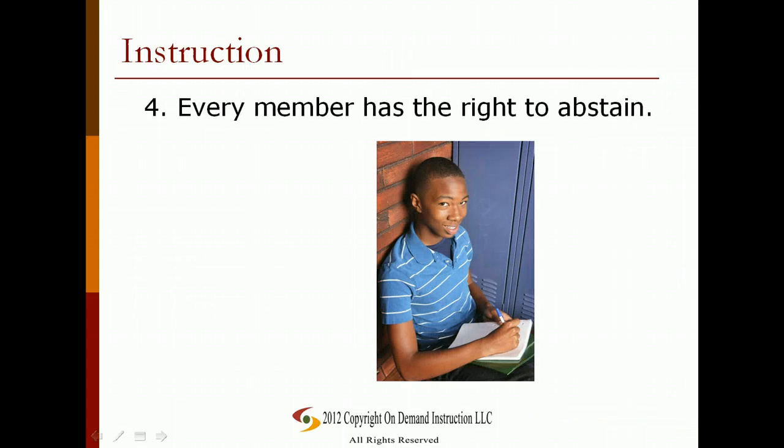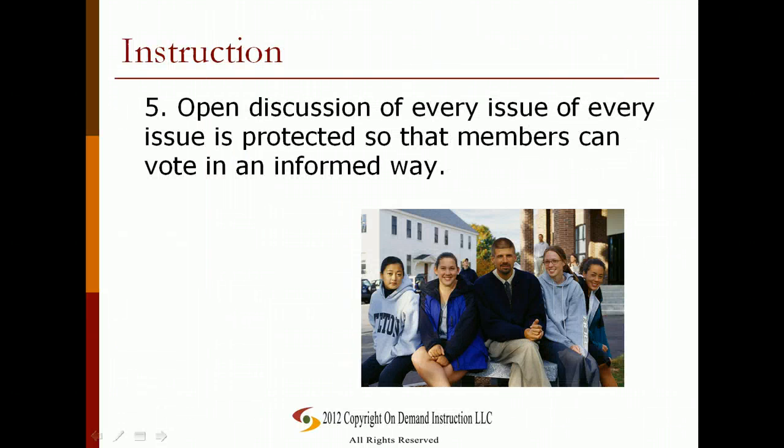Every member has the right to abstain. They can choose to speak or to remain silent, to vote or not to vote. Open discussion of every issue is protected so that members can vote in an informed way on every issue. 2/3 vote is needed to limit debate or end it completely.